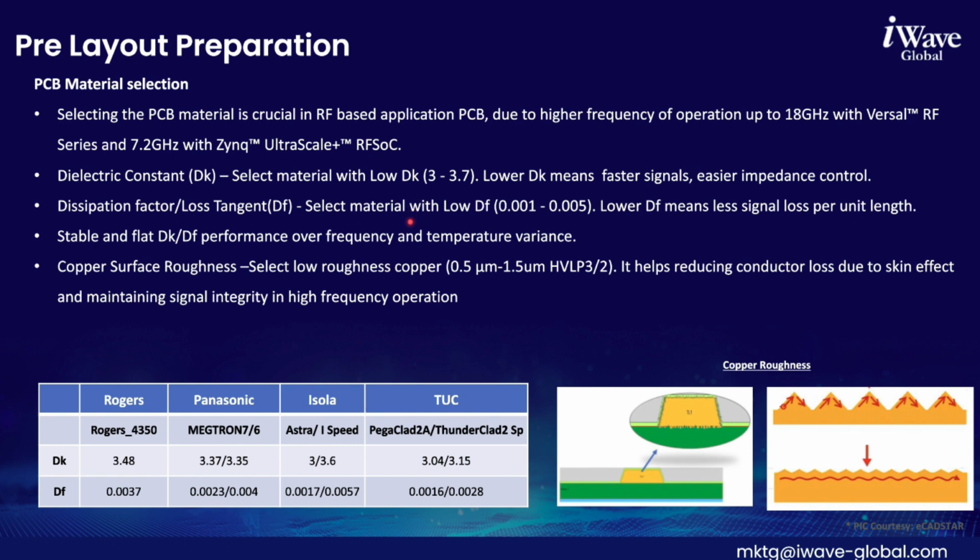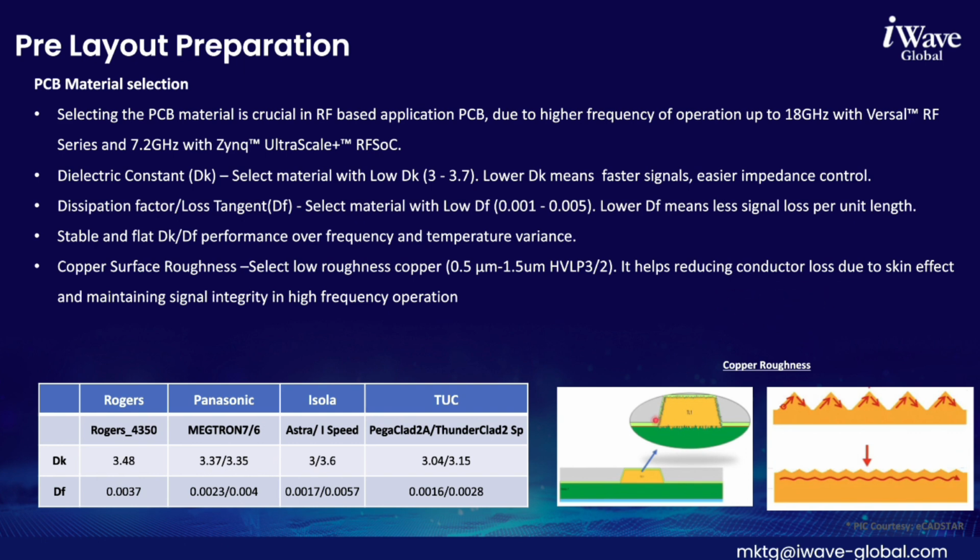Once the PCB material is selected, we also have to select the copper roughness where the signal traces are going. So the copper surface roughness is another critical one. We have to select low roughness copper so that it will help reduce the conductor loss due to skin effect, and it will maintain the signal integrity. So what does that mean, skin effect?